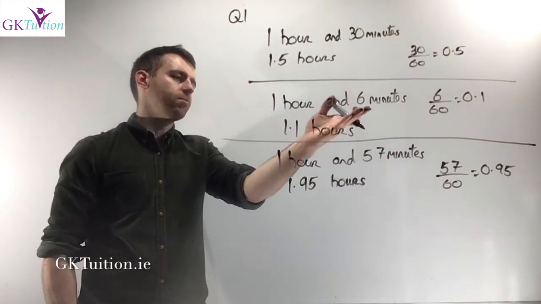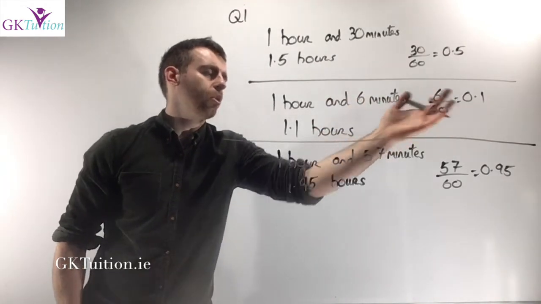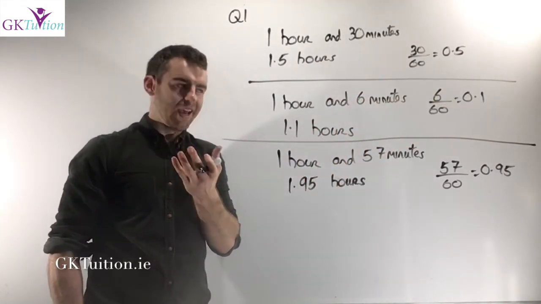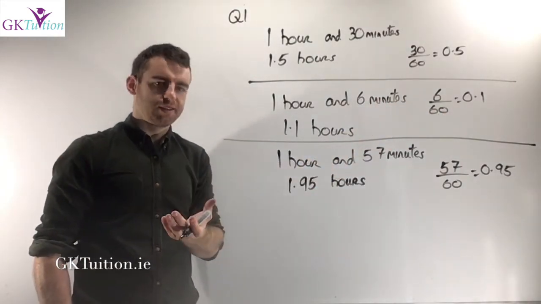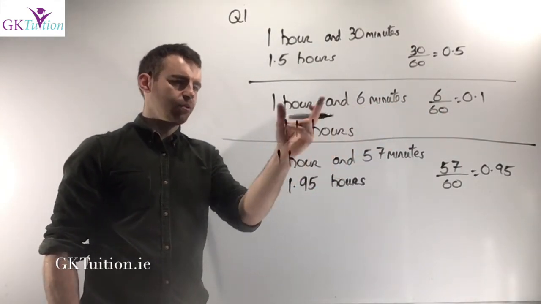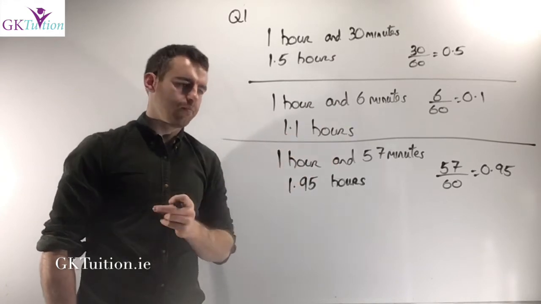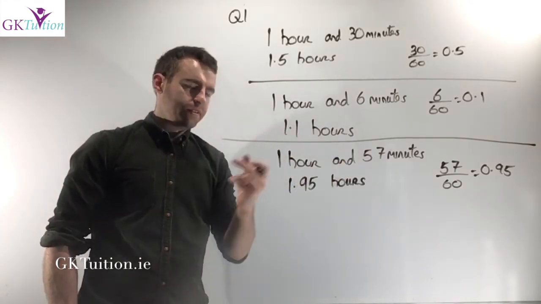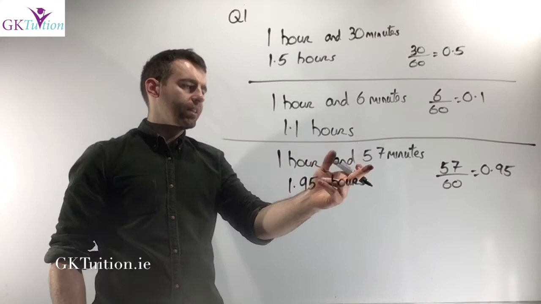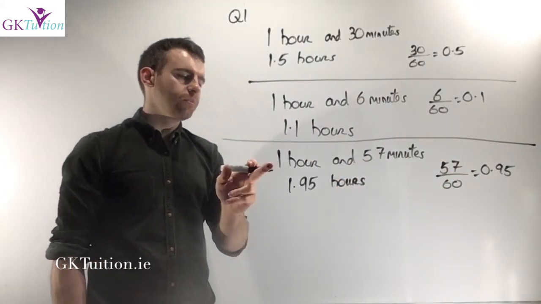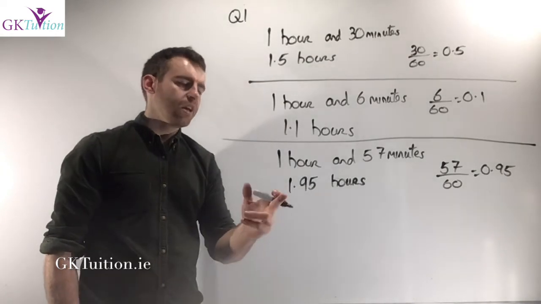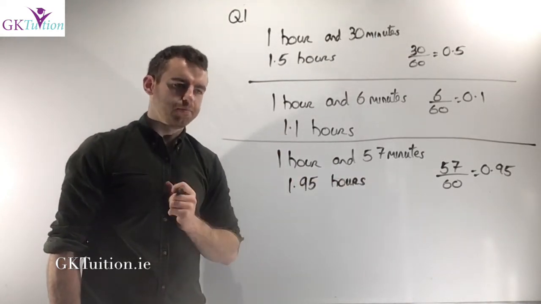For 1 hour and 6 minutes, 6 over 60 is 0.1. Or in other words, 1/10. Obviously 6 minutes is 1/10 of 60 minutes. So 1 hour and 6 minutes is equivalent to 1.1 hours. And then if you have 1 hour and 57 minutes, you take the 57 and divide it by 60, which gives you 0.95. Which tells me that 1 hour and 57 minutes is 1.95 hours.